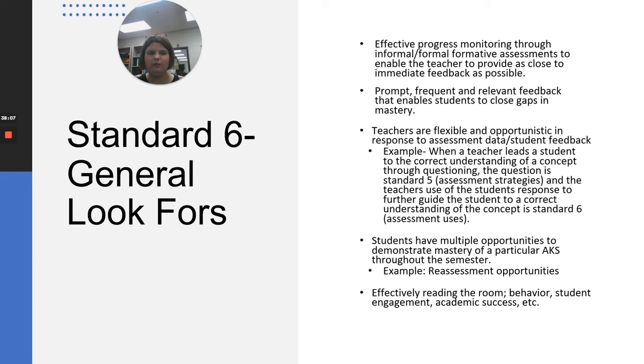And then reading the room. What's going on? Are the kids paying attention? Are they bored? Are they doing something else? But reading the room and making adjustments.